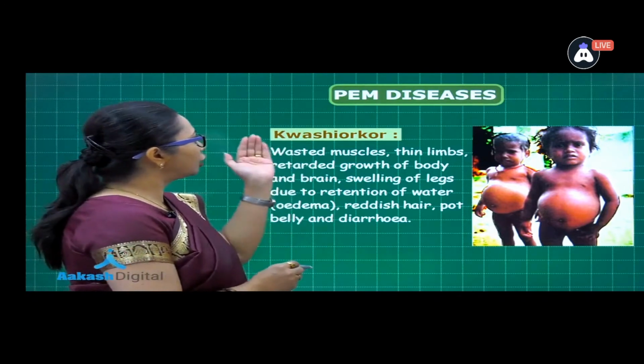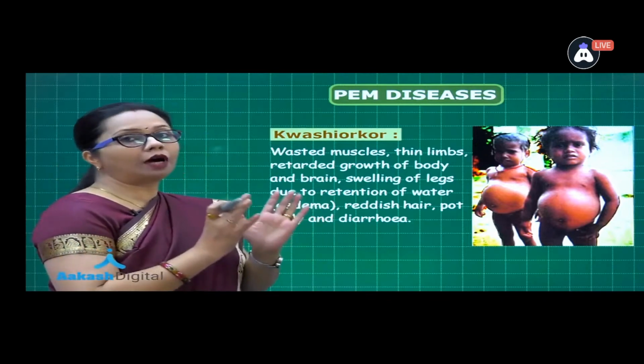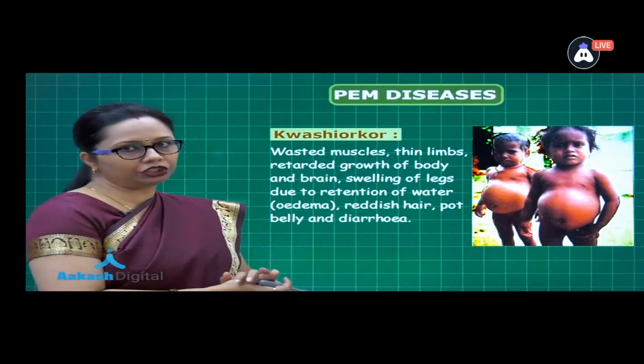Now out of this there are two diseases. One is kwashiorkor. Now kwashiorkor comes from a Swahili word, that is from an African language, which means the neglected child.